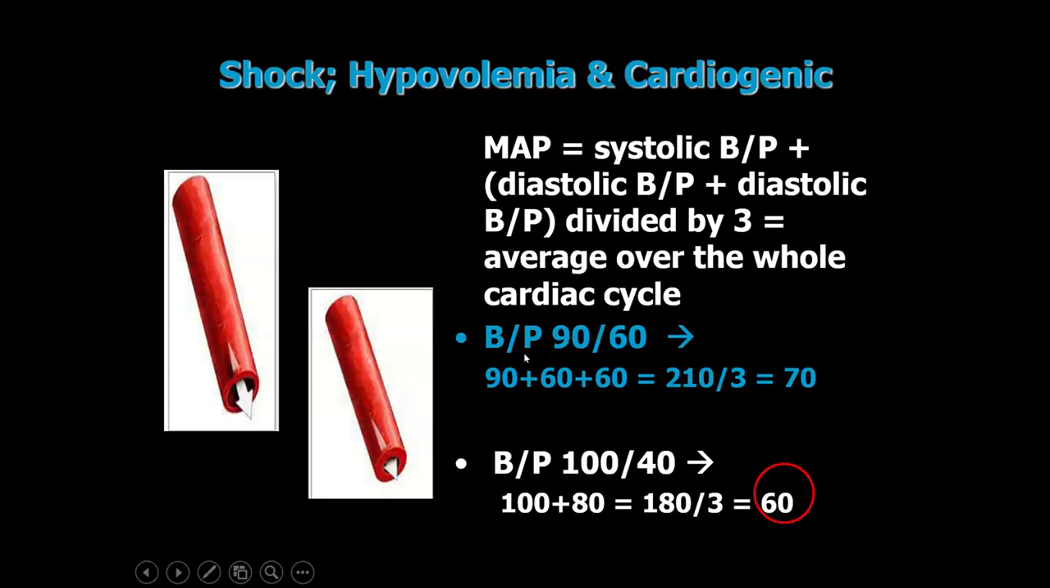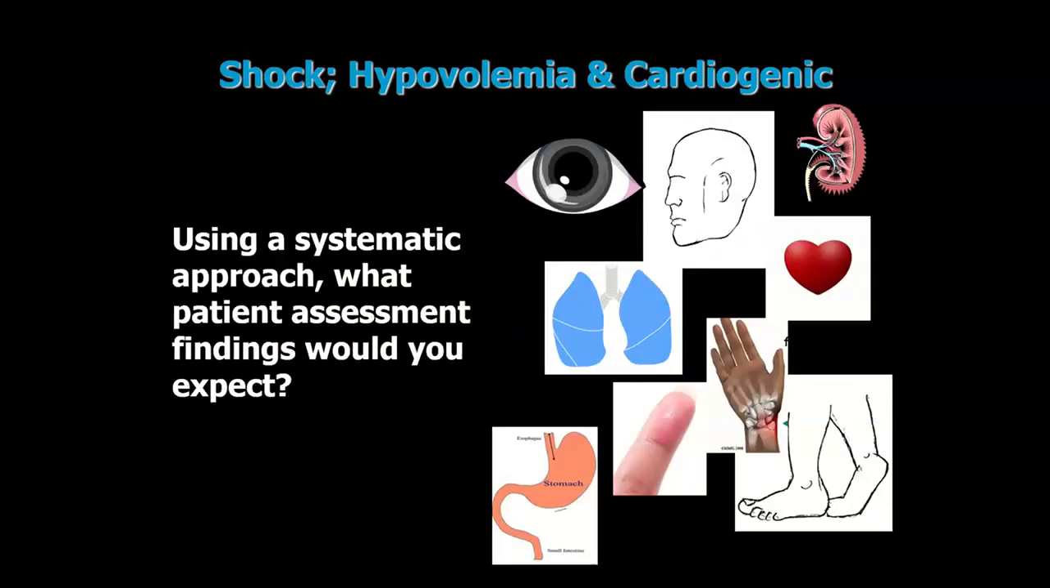So when your patient's blood pressure is 90/60, well, the MAP is 70. Woohoo! So that's a good one. Then if your patient's blood pressure is 100/40, then you look at the MAP, and that's 60. So when we look at who's the sicker patient, we see that the patient with the blood pressure of 100/40 is the sicker patient, because that MAP of 60 is not anything impressive. And so we probably need to do something about that.